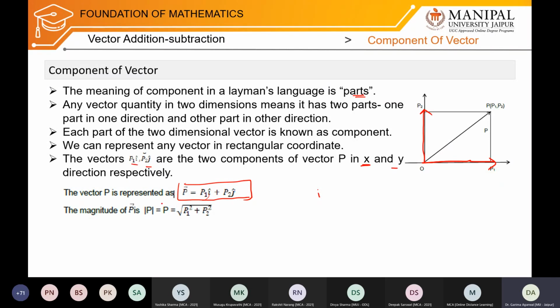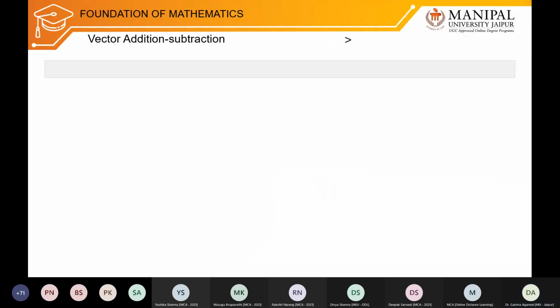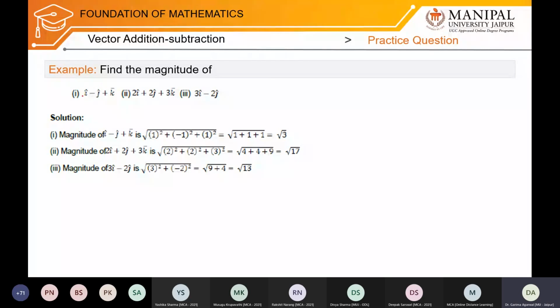components, right? P1 i cap is in the direction of the x axis and P2 j cap is in the direction of the y axis, right? And the magnitude of any vector, that is mod P, can be written as root of coefficient of i cap square plus coefficient of j cap square, that is root of P1 whole square plus P2 whole square. This is the magnitude of the vector. Clear?